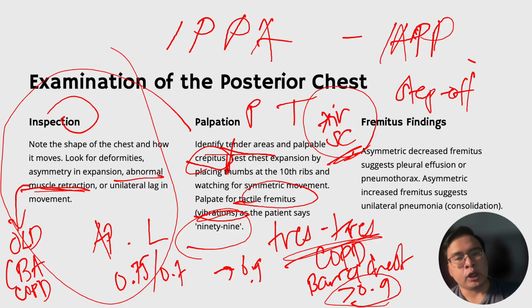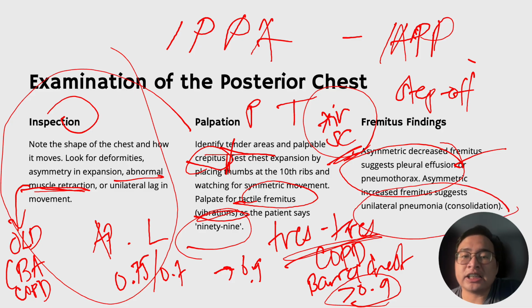Okay. So asymmetric decreased fremitus could suggest pleural effusion or pneumothorax. Asymmetric increased fremitus could suggest unilateral pneumonia or consolidation. So if it's air or fluid, then fremitus is going to be decreased. But if it's solid or something like a dense fluid, it's going to be increased. Okay? So as long as you're checking for symmetry.